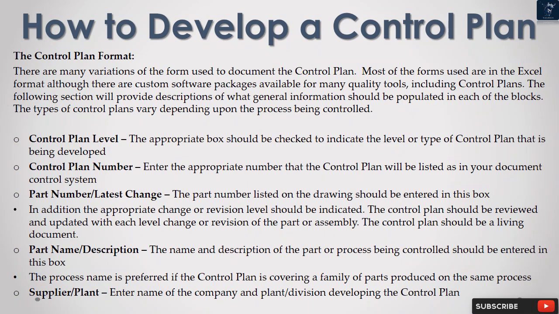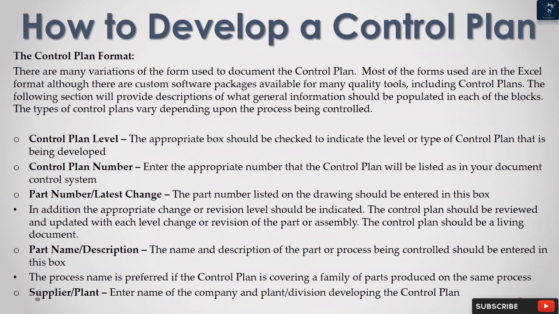Enter the appropriate number that the control plan will be listed as in your document control system. Part number / latest change. The part number listed on the drawing should be entered in this box. In addition, the appropriate change or revision level should be indicated. The control plan should be reviewed and updated with each level change or revision of the part or assembly. The control plan should be a living document.